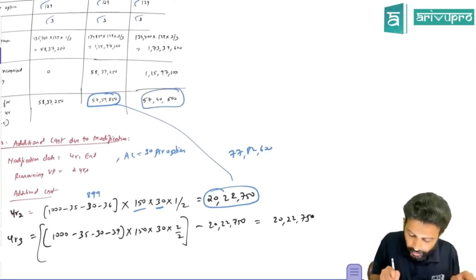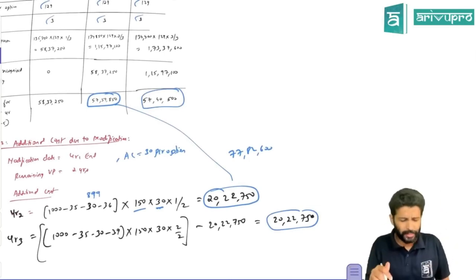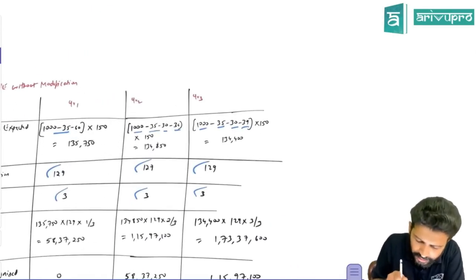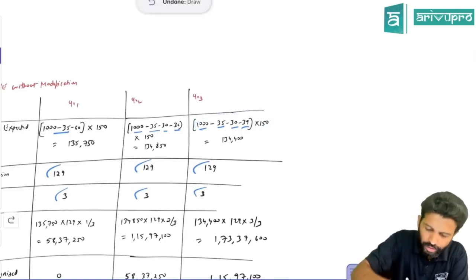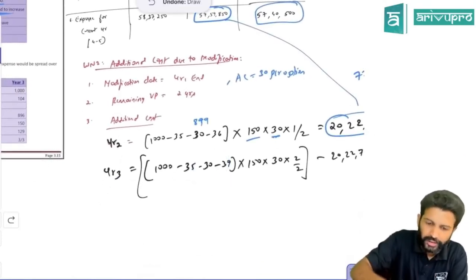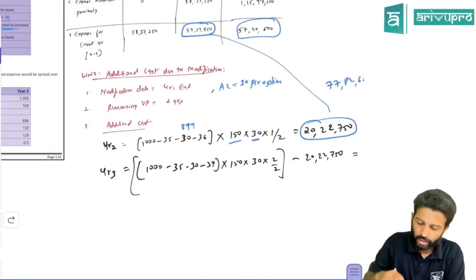Similarly, the third year. Again, do the same calculation. In the third year, how many employees are there? 1000 minus 35 minus 30 minus 39. You do that, you get 896, into 150. And the additional cost per option is 30. So you're going to get this number.